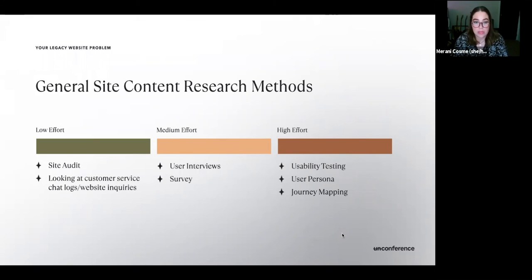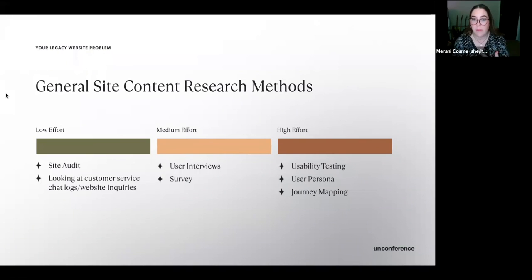We could have looked at our customer service chat logs or website inquiries. This could have helped us see if users have any questions for things that are already within our site's content, or maybe things that might not be there. This is a great way to get valuable information about what is working and not working within your site's content.